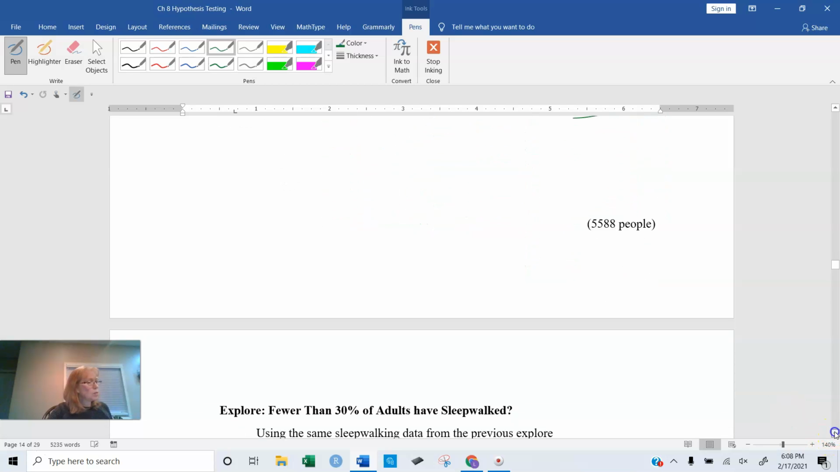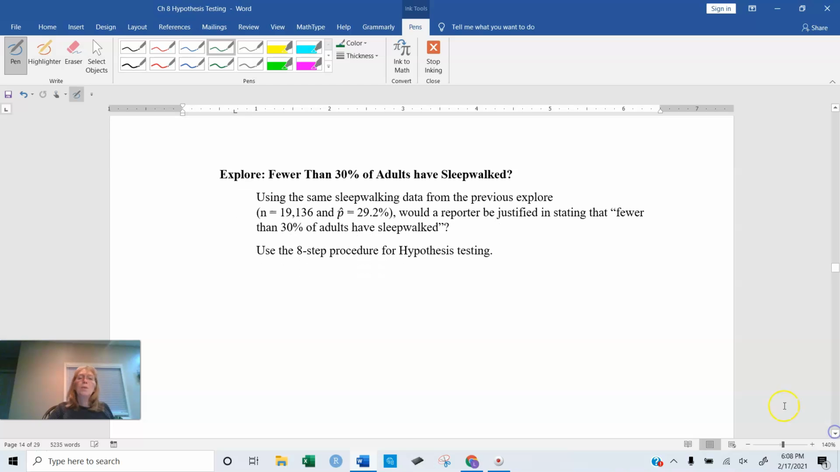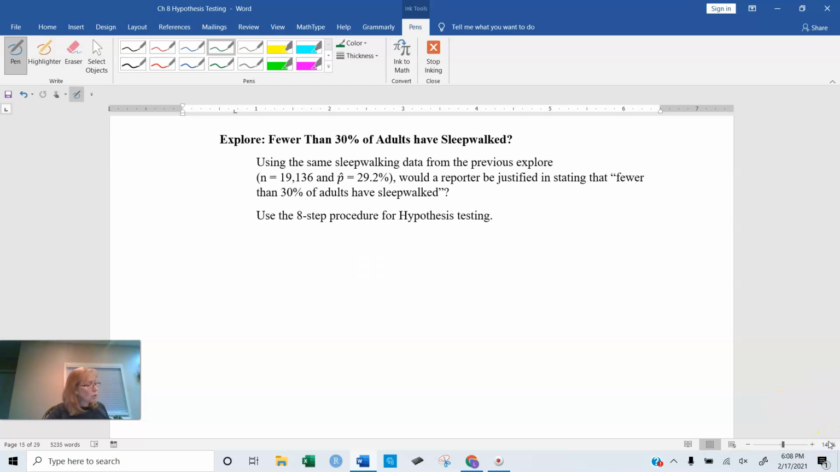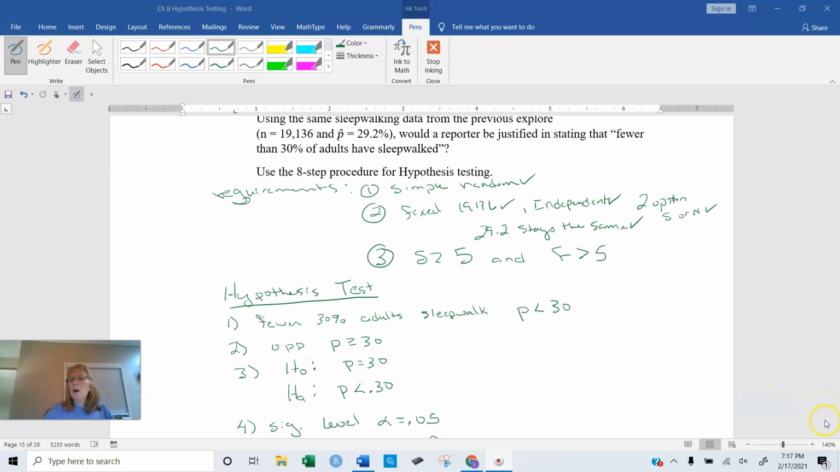All right, the next one is fewer than 30% of adults sleepwalk. So you must test this. I want you to follow all 8 steps and see if you can get this done. So pause and try this one. All right, I hope you did well. The first thing you had to do is check the requirements. We had a simple random sample. The 4 requirements for binomial were met, and the number who sleepwalk is greater than 5, and the number who don't sleepwalk is also greater than 5. So requirements are satisfied.